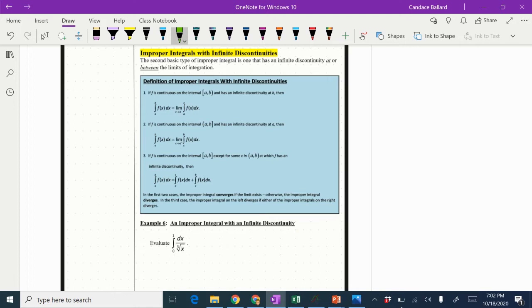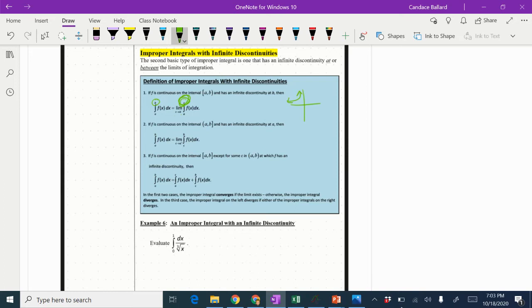If f of x is continuous on an interval and has an infinite discontinuity at b, then our infinite discontinuity is up at the top. We're going to just take c as it approaches b. And it looks something like a picture where we're going like that.